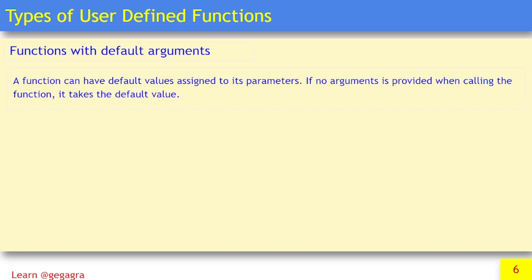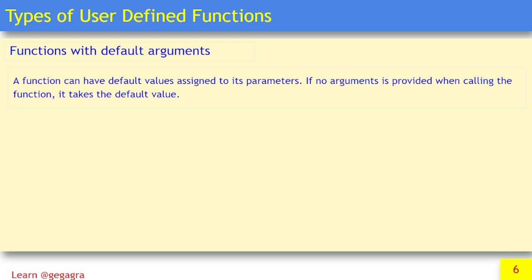Functions with default arguments. A function can have default values assigned to its parameters. If no argument is provided when calling the function, it takes the default value. Means if you define an argument inside the parenthesis of the UDF and initialize it there, when you do not pass any value as argument, it will use the default value inside the parenthesis. So this is called the default value.